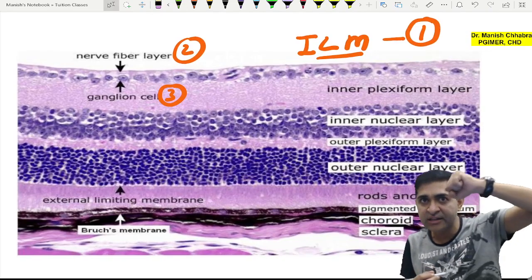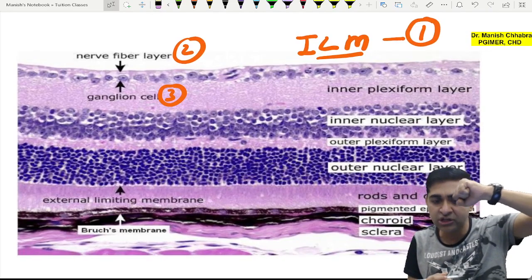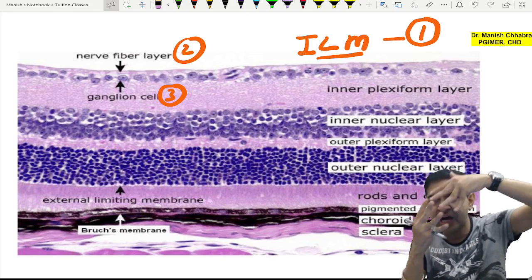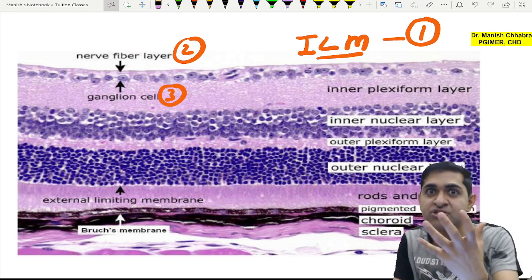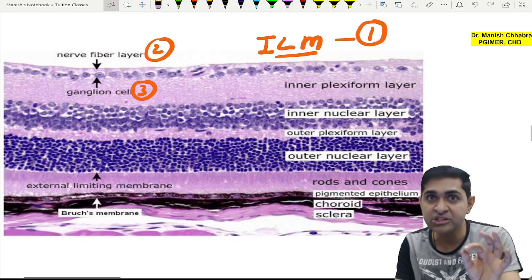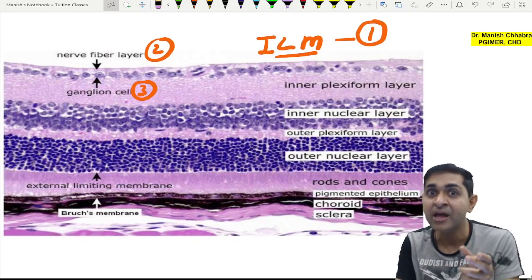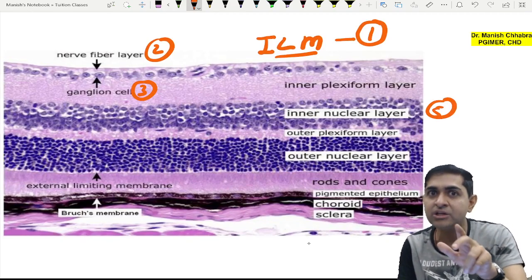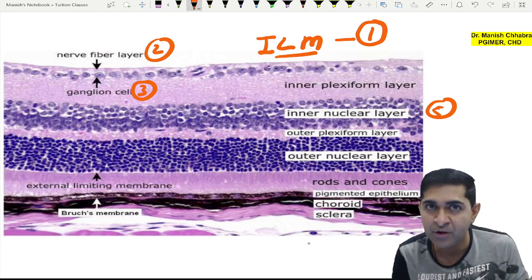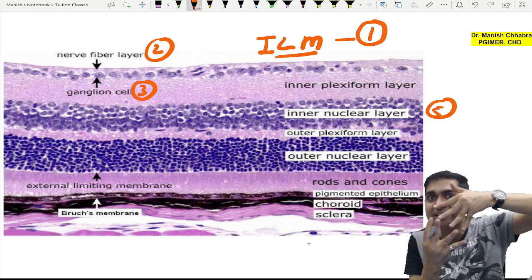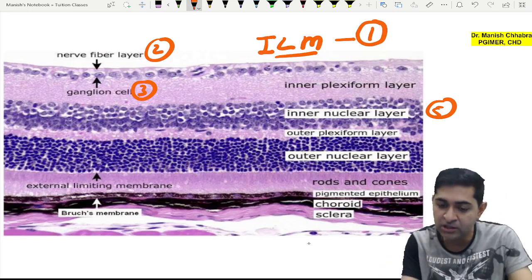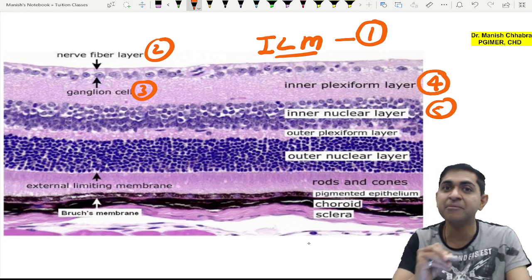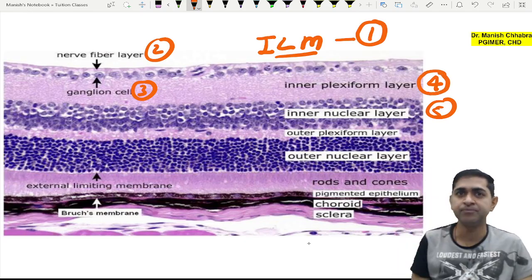Now if there is one cell which has got a nucleus and there is another cell which has got a nucleus, how are the cells going to get connected? By means of synapses. So there is ganglion cell whose nucleus is visible to you, and there is another layer which is your inner nuclear layer. Why is it known as inner nuclear layer? Because it comprises nuclei. Now how to connect the ganglion cell layer with the inner nuclear layer? By the help of synapse. You call it a plexus, hence the name inner plexiform layer, because it lies inside.